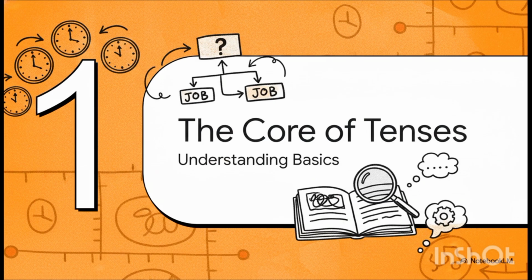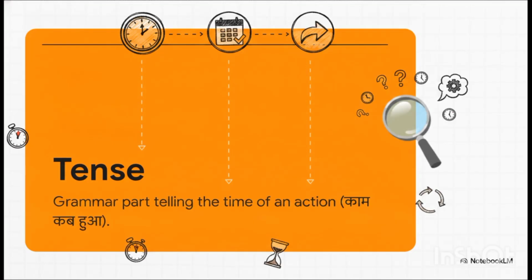So starting right off with section 1, the core of tenses, understanding the basics. At its absolute core, this source defines a tense simply as a time-telling tool for an action. Like, it's just the part of English grammar that dictates exactly when an event occurred, is currently occurring, or will occur down the line. It really just answers one fundamental question: when did the work actually happen? And viewing tenses merely as timestamps, it really makes the whole system feel significantly less intimidating.